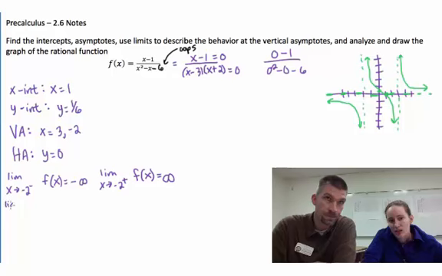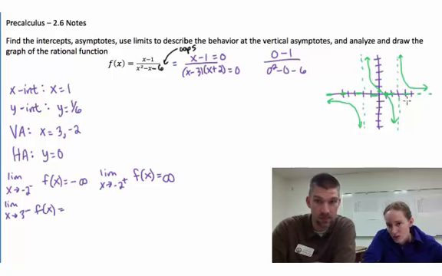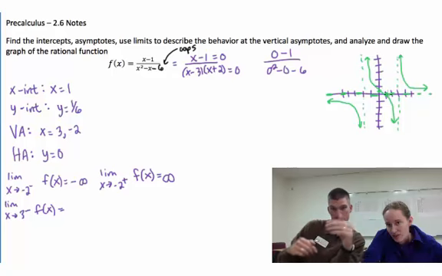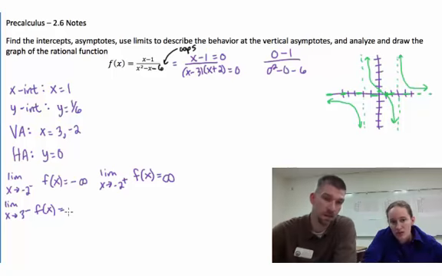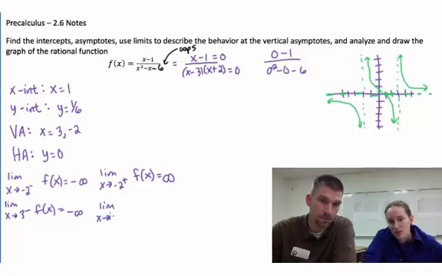And then the limit as x approaches 3 from the left. It's exactly what we did on the previous identical spot. 3 from the left, it's going down to -infinity. And 3 from the right, positive infinity.